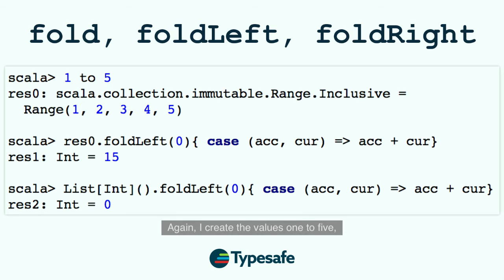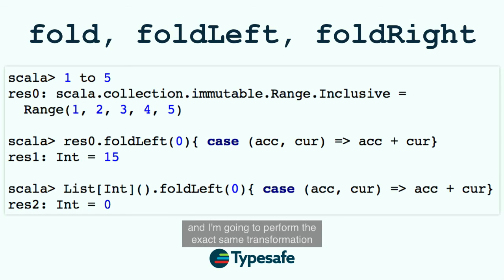Again, I create the values 1 to 5, and I say that I'm going to fold left in this case because I don't have an unending stream of data that I'm going to work with. I'm going to give an initial value of 0, and I'm going to perform the exact same transformation where I'm merely adding the values together based upon an accumulated value.